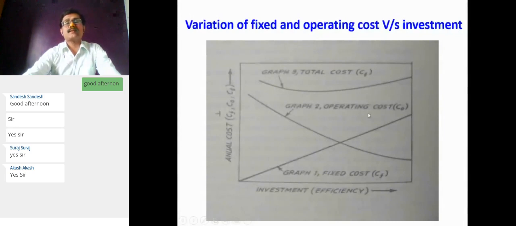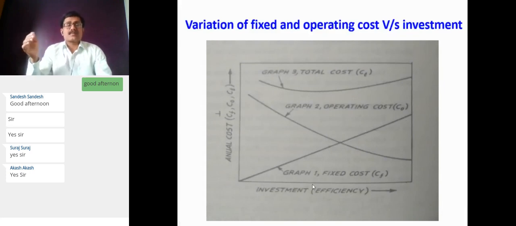isn't it? Because the fixed cost would be higher, whereas the operating cost would be the lower one. But some point would arise where your total cost would be the least one, and it would have some value of the efficiency. And if you are likely to operate your plant above this value of the efficiency, then possibly your total cost will increase. So that is not desirable.